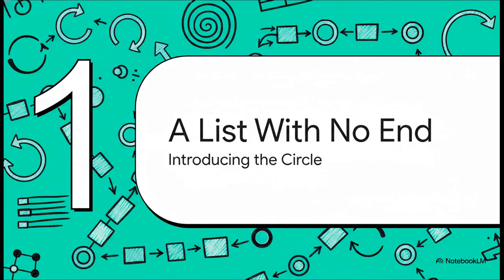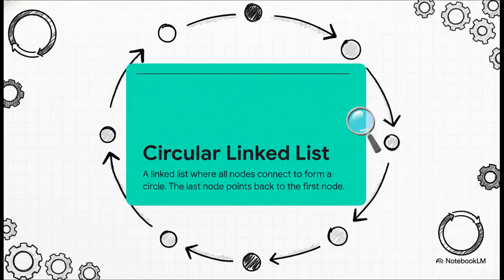Well, that brings us right to our main event, a list that has no end. Yeah, a circular linked list is pretty much exactly what it says on the tin. You know how in a normal linked list, the very last item points to, well, nothing? It just points to null, the end of the line. But here, instead of stopping, that last node points right back to the very first one. And just like that, you've created this continuous, unbroken loop.